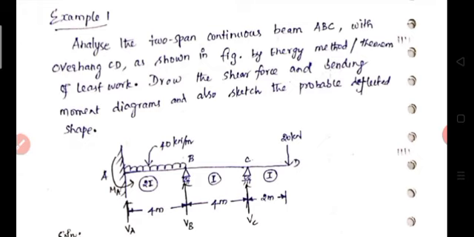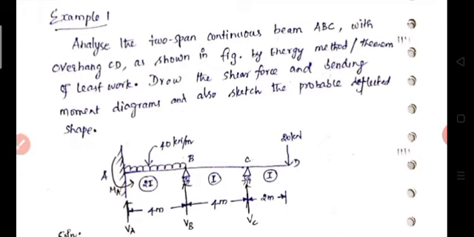Then support B is a roller support. At a roller support we consider only one reaction, which is always perpendicular to the plane of the roller. In this case the plane of the roller is horizontal, so the reaction will be vertical. Then support C is also a roller support, so again it has only one reaction, the vertical reaction. So in total there are 4 unknown reactions.